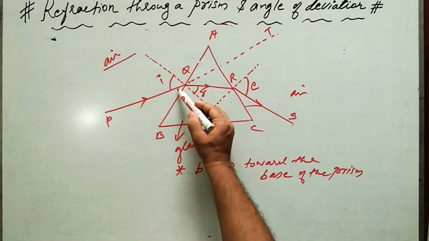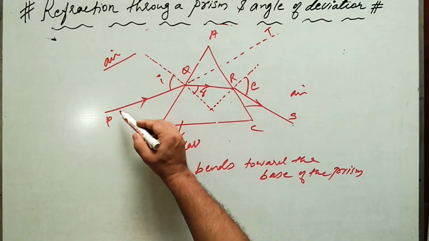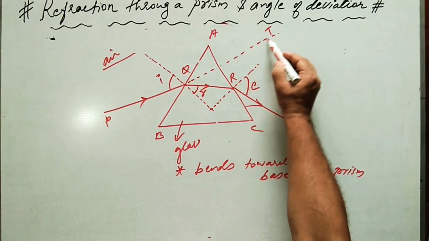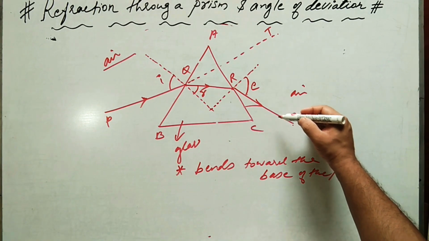Now what do you do? Produce the incident ray forward. If there was no glass prism, the incident ray would have traveled along a straight path along PT. And now where will it meet the emergent ray?